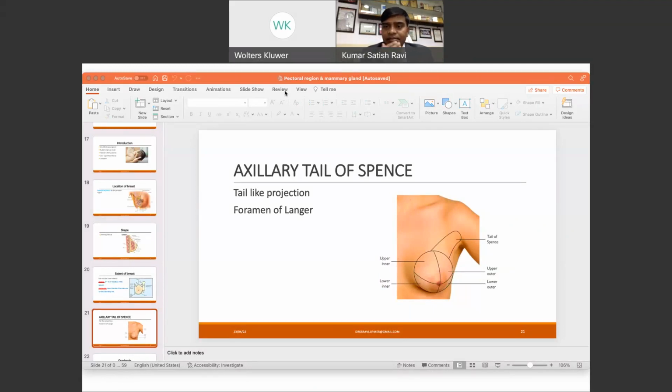What is polymastia? Polymastia is when they have more than one breast. Poly means many. So that is the literal meaning of that.